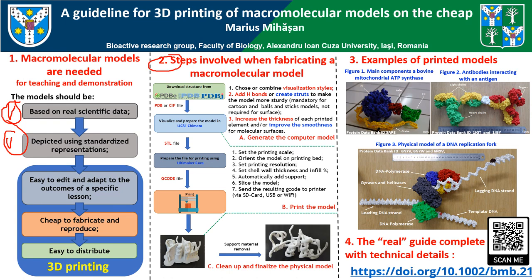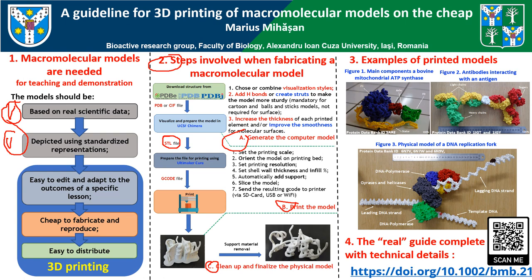Basically, the protocol involves three main steps: generation of the computer model, printing of the model, and then cleanup of the model and sanding and painting if required. The first step starts by downloading the atomic coordinates of the molecules of interest from PDB and choosing a visualization style based on my needs. I then edit the rendering parameters of the model to improve the printability and save the file as an STL file.